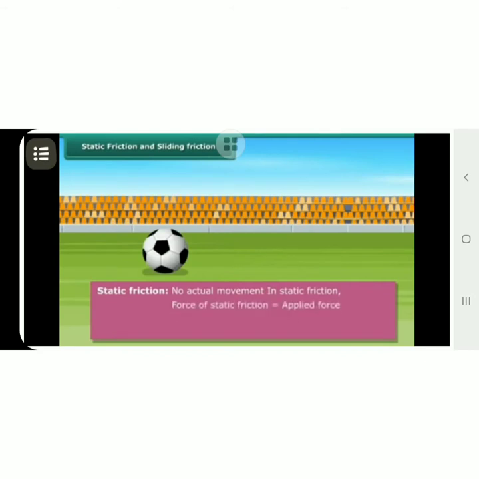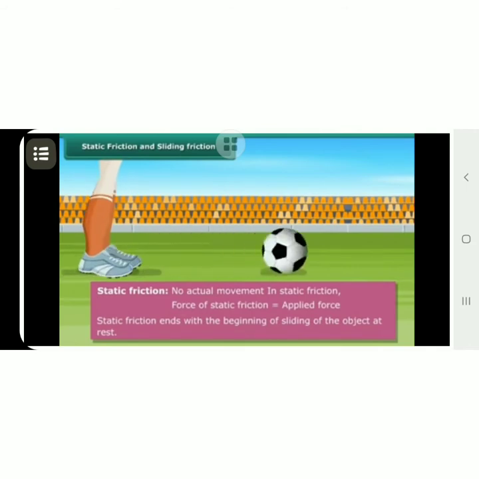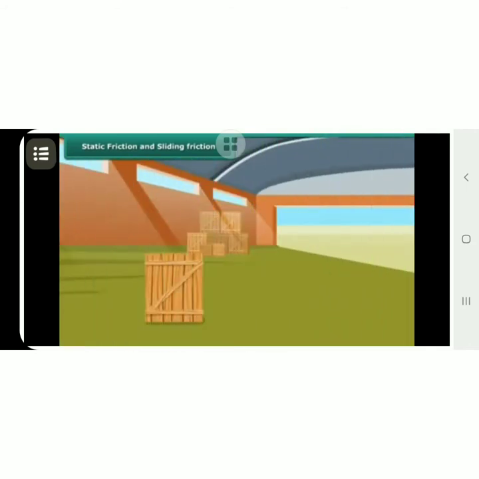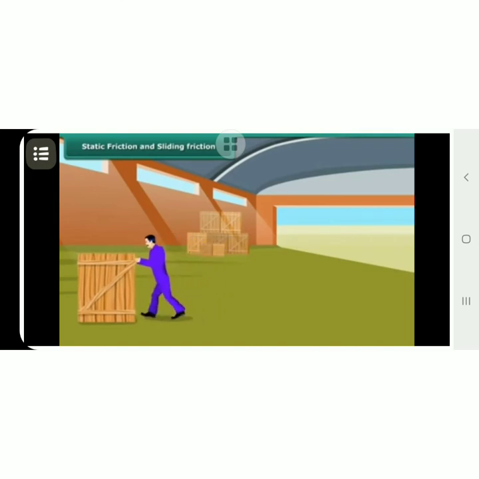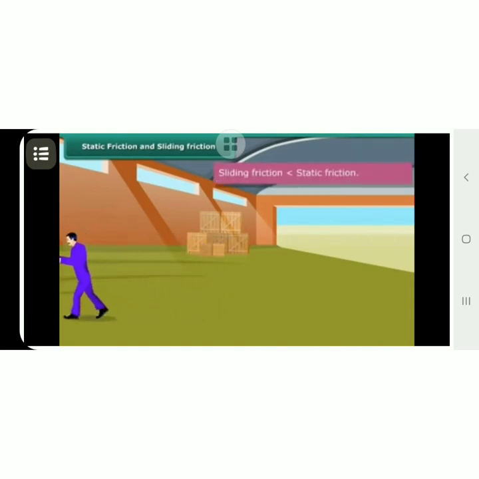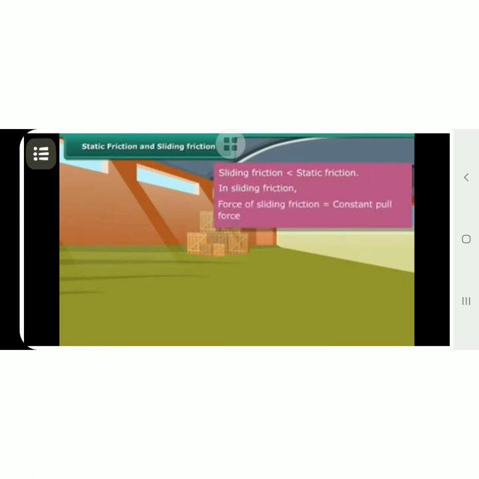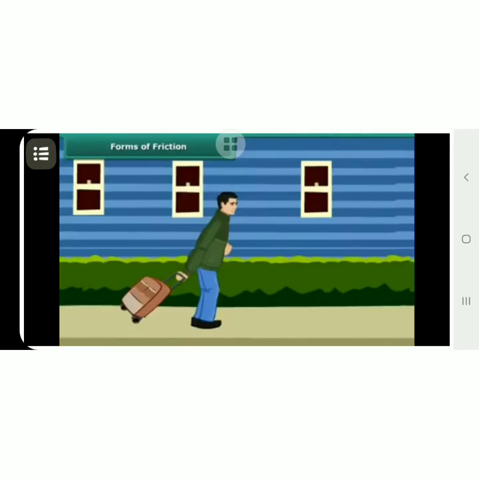So types of friction, the static friction first. See, the ball is there without any applied force. When you apply force, only then will it slide. So static friction and sliding friction are interlinked to one another. The object is present there in static friction; because of static friction, it is holding on the surface. When the man applies a force, it has slid. Now it is in sliding friction. The force of sliding friction will be equal to the constant pull on that object.